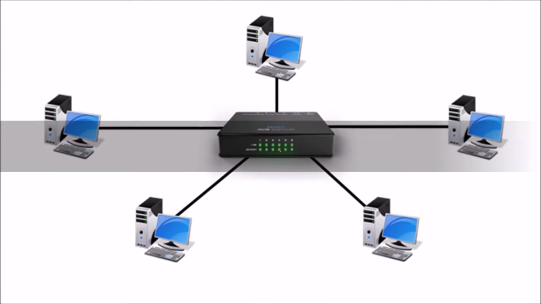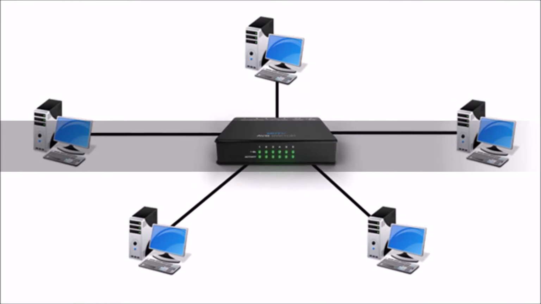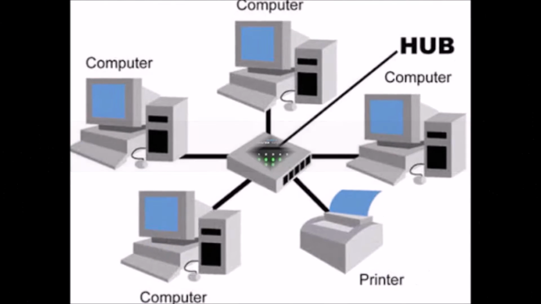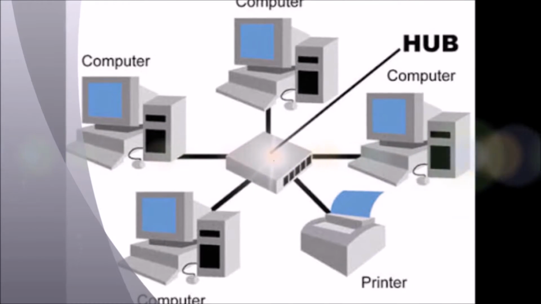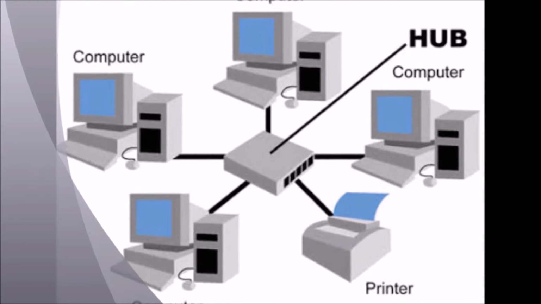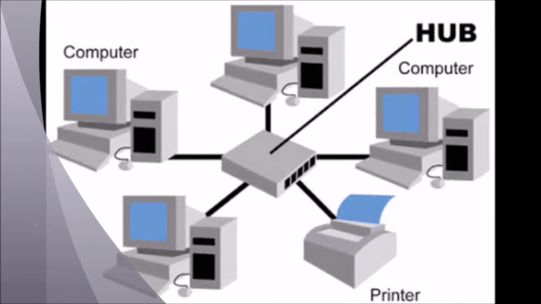A hub operates at the physical layer of the OSI model. It is the simplest networking device, hence has low cost. Basically, a hub is a repeater with multiple ports. The function of a hub in networking is similar to the repeater. It transfers data in the form of binary bits and is used for broadcasting data.